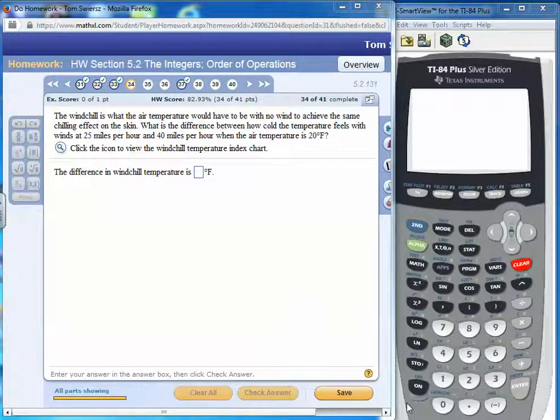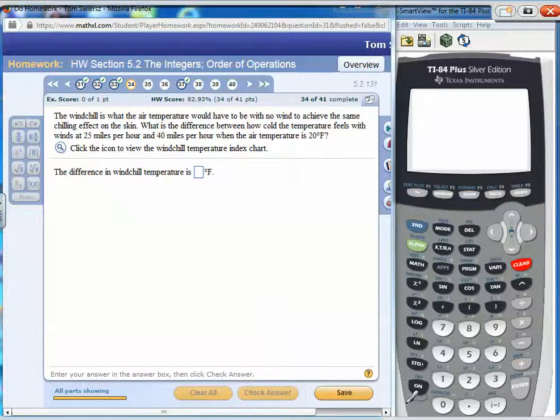All right, let's go ahead and look at problem or homework exercise number 34 from section 5.2. The wind chill is what the air temperature would have to be with no wind to achieve the same chilling effect on the skin. What is the difference? So we're going to subtract how cold the temperature feels with 25 miles per hour and 40 miles per hour with a temperature that is 20 degrees Fahrenheit.